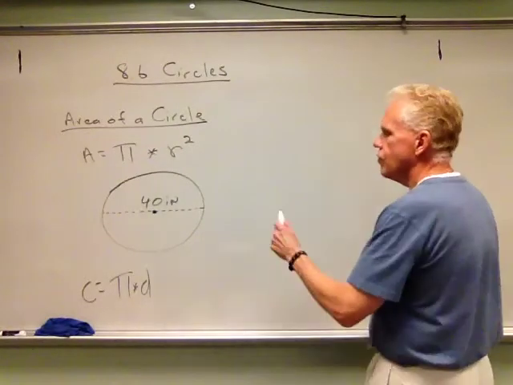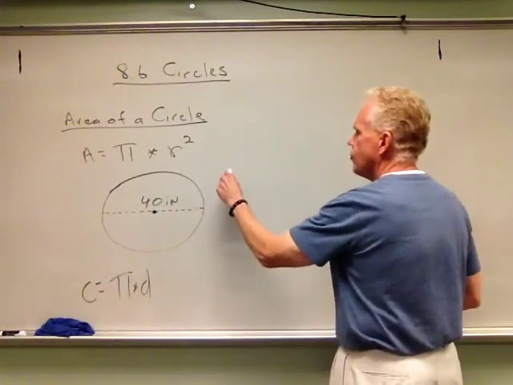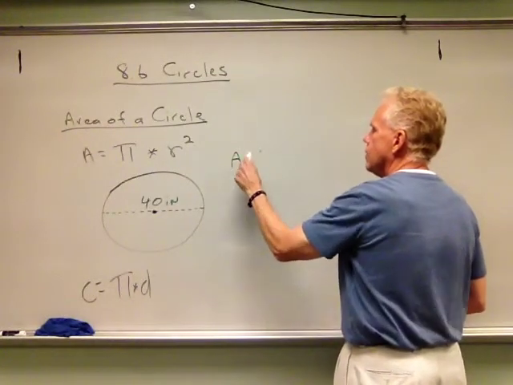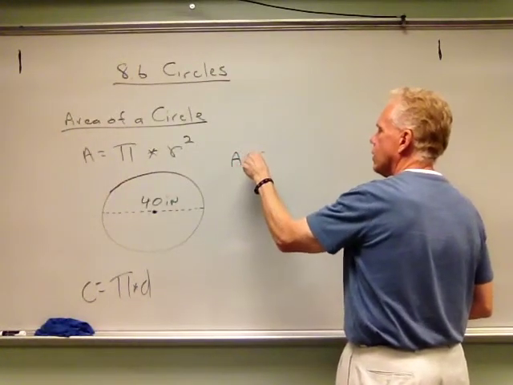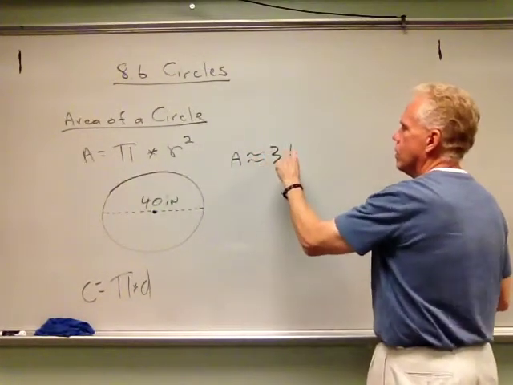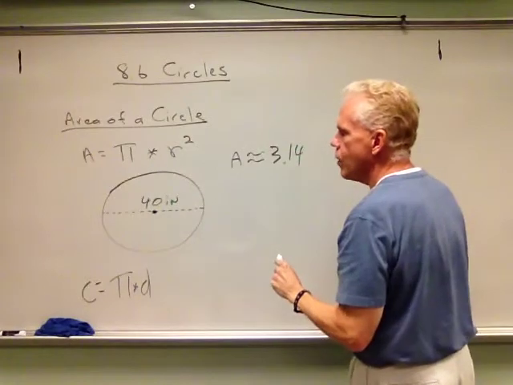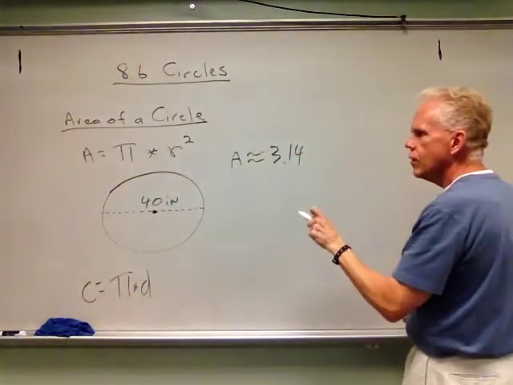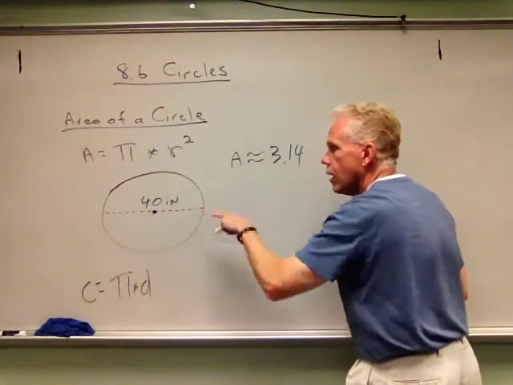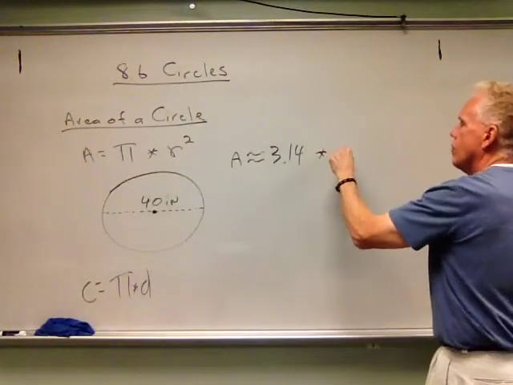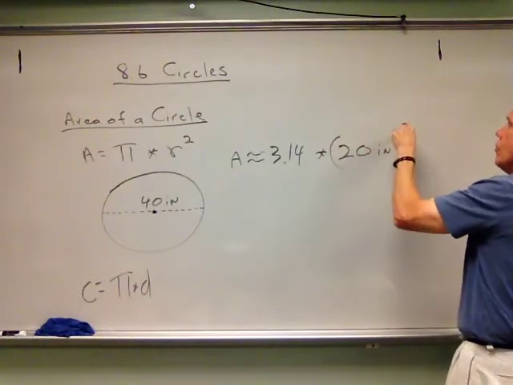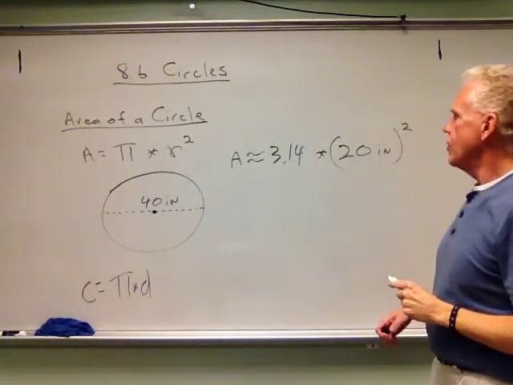So instead of using the diameter, we're going to say our area for this circle is approximately 3.14 times the radius squared. Okay, the radius here, if the diameter all the way across is 40, the radius just from here to here must be 20, times 20 inches to the second power. 20 inches to the second power.